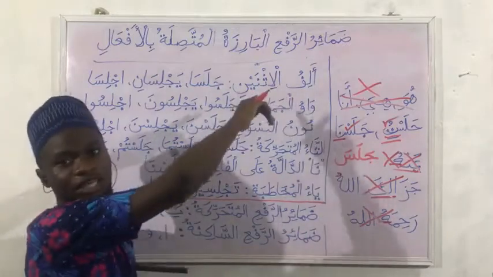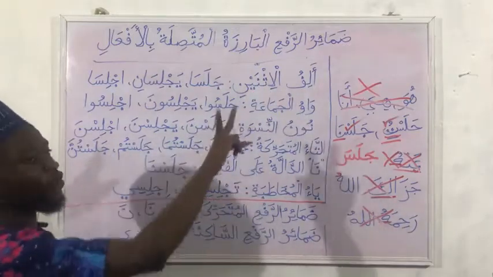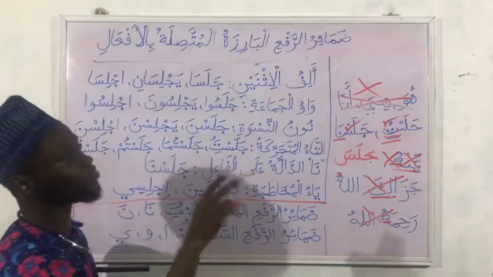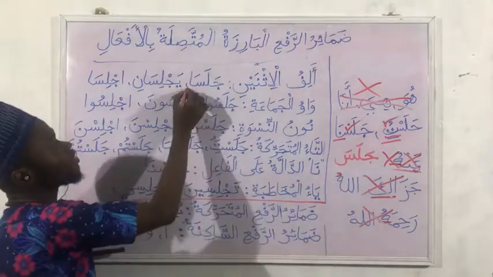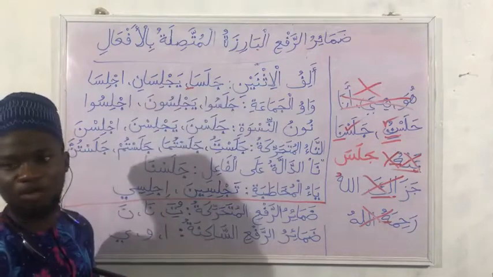So we have aliful isnain, the alif of dualship. It is also a pronoun. For example, we have jalasa. The alif here is what we are looking at.